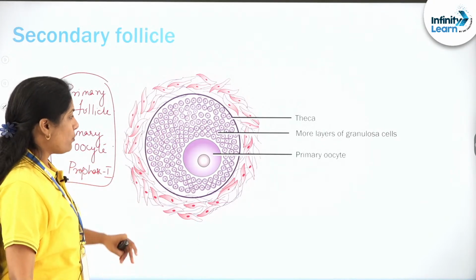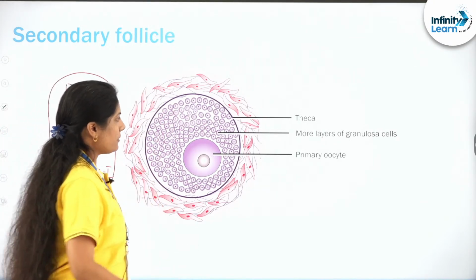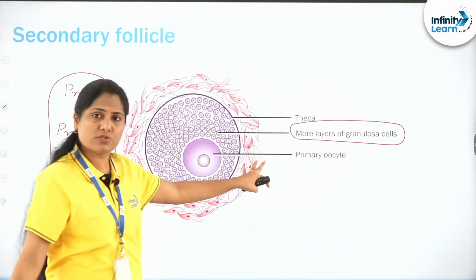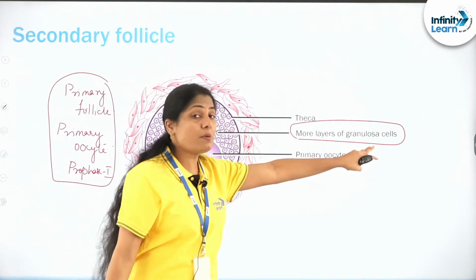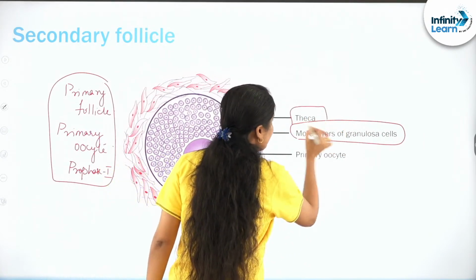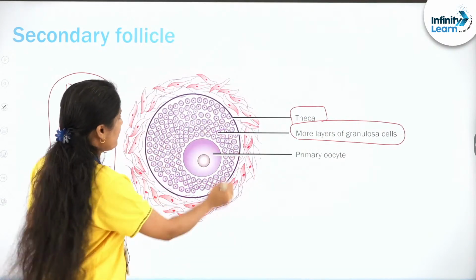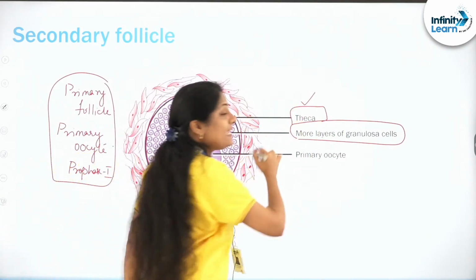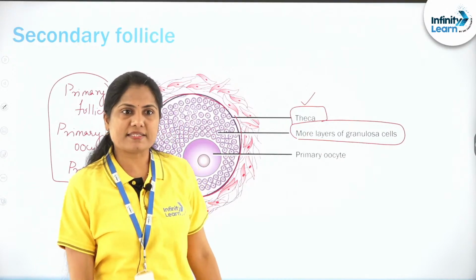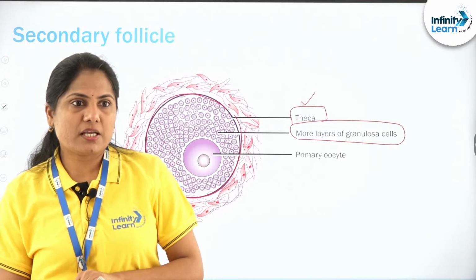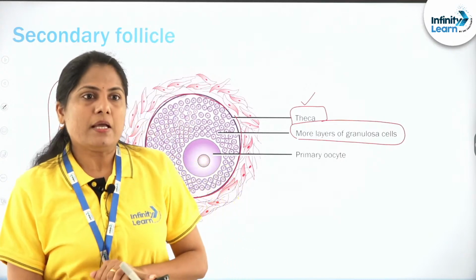At puberty, what is the differentiation that is taking place? There are more layers of granulosa cells. There's primary oocyte still. More and more granulosa cells are formed, and there is a layer formed around it. So look at the dark purple line around, which is what is called the theca. It is what is called the theca. So it's a chapter that will not be understood without the diagram, right?